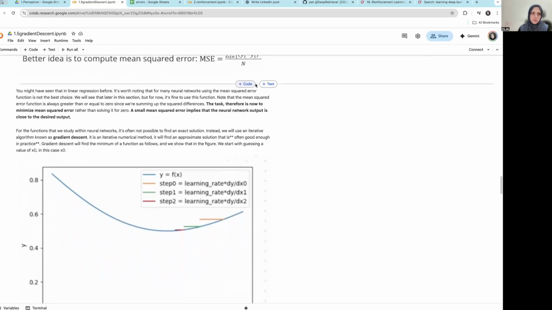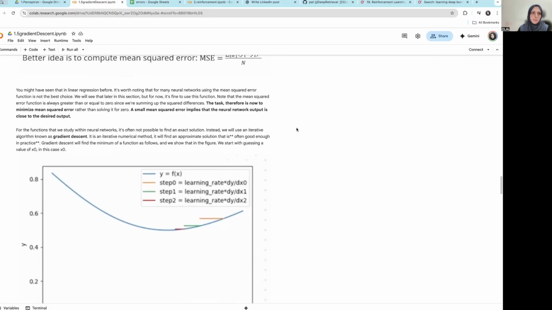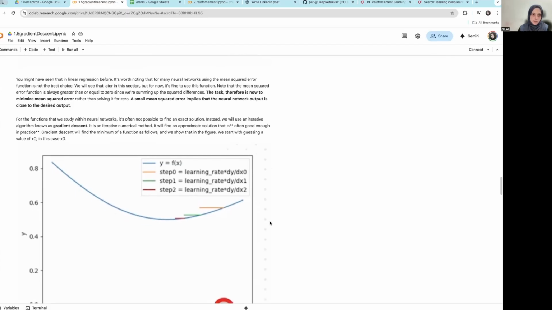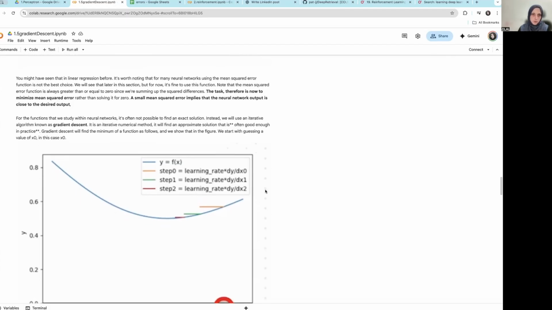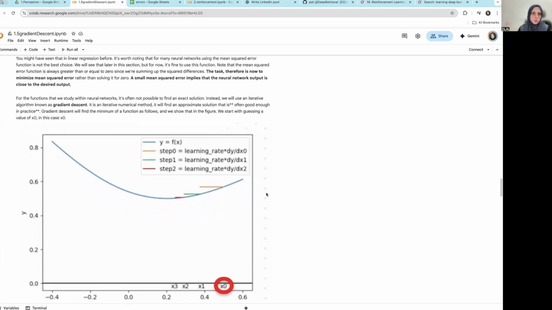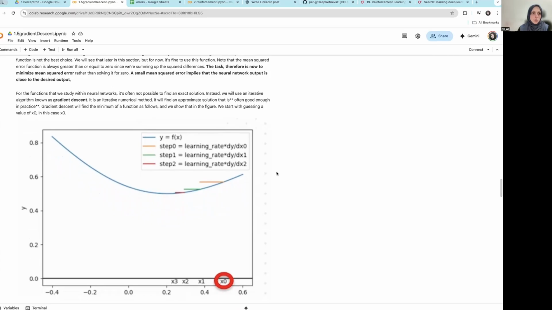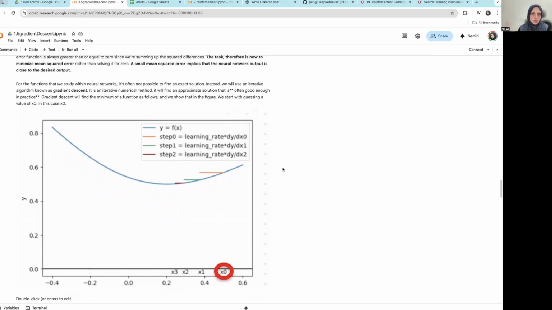You might have seen this in linear regression before. It's worth noting that for many neural networks, using the mean square error is not the best choice. We will see later in this section, but for now, it's fine to use this function. Note that the mean squared error function is always greater than or equal to 0 since we are summing up the squared differences. The task, therefore, is now to minimize mean square error rather than solving it for 0. A small mean squared error implies that the neural network output is close to the desired output.